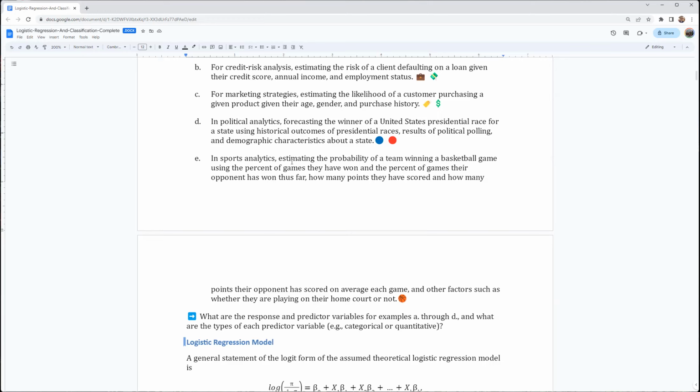Maybe the state has changed since the last election, and so we can use patterns about race, age, education levels to inform us about the likelihood of certain candidates winning presidential races or not for a given state.